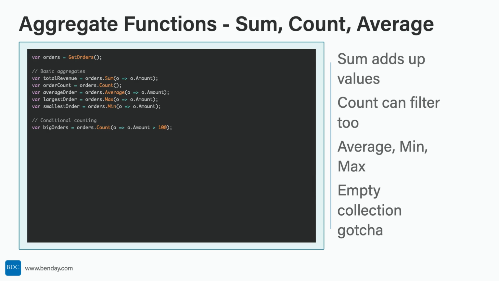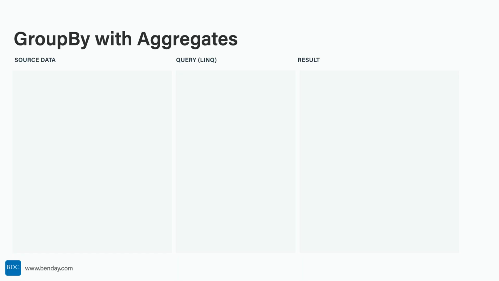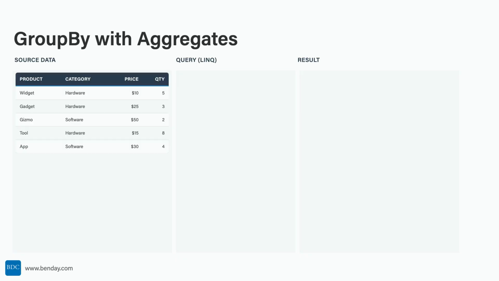Where these really shine is combining them with GroupBy. Let's look at that pattern. This is where LINQ becomes genuinely powerful. Combining GroupBy with aggregate functions gives you instant data analysis capabilities. Here's our product sales data. Different categories, different prices, different quantities.